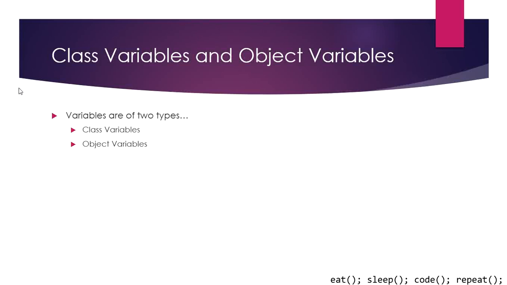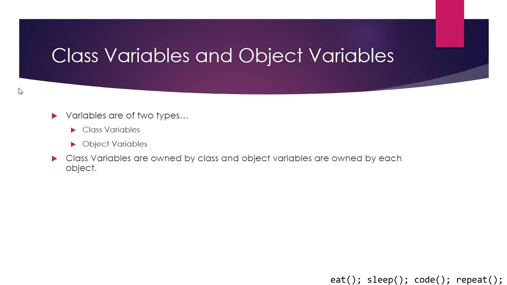Okay, so basically these variables are of two types, that is class variables and object variables. As the name suggests, class variables are the variables which are owned by classes, and object variables are the variables which are owned by each object. What this specifically means is that class variables are owned by the classes and object variables are owned by objects.